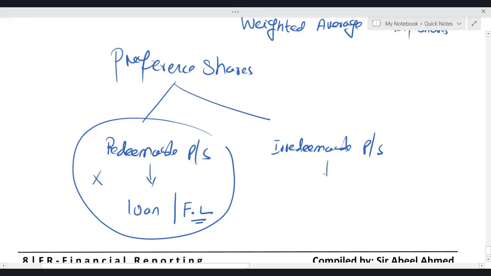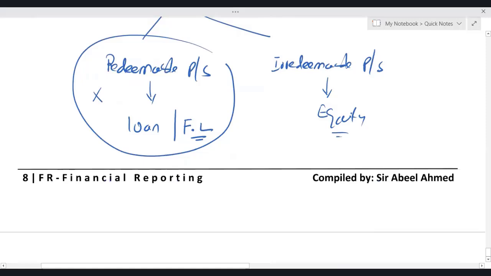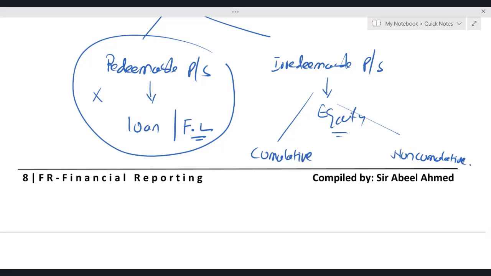Now we are left with irredeemable. Logically, irredeemable preference shares are equity, and dividend is paid to the equity holders. So the dividend which we are deducting from profit after tax relates to irredeemable preference shares. Now we have two types of irredeemable preference shares. One is cumulative, another is non-cumulative. If your examiner has just written irredeemable preference shares and nothing else is mentioned, we always assume the given preference shares are cumulative. In case of cumulative, whether the dividend is declared or not, while calculating EPS you will have to deduct the preference dividend, irrespective of the dividend declaration.